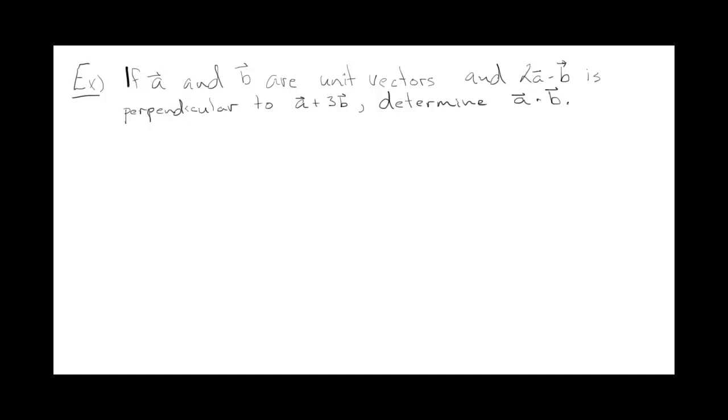Okay, in this video we're going to just answer some questions which involve using the properties of dot product that we looked at earlier. So this question says A and B are unit vectors, so remember that means they have magnitude 1. And then 2A minus B and A plus 3B are perpendicular vectors, so they're perpendicular to each other. We want to get the value of A dot B.